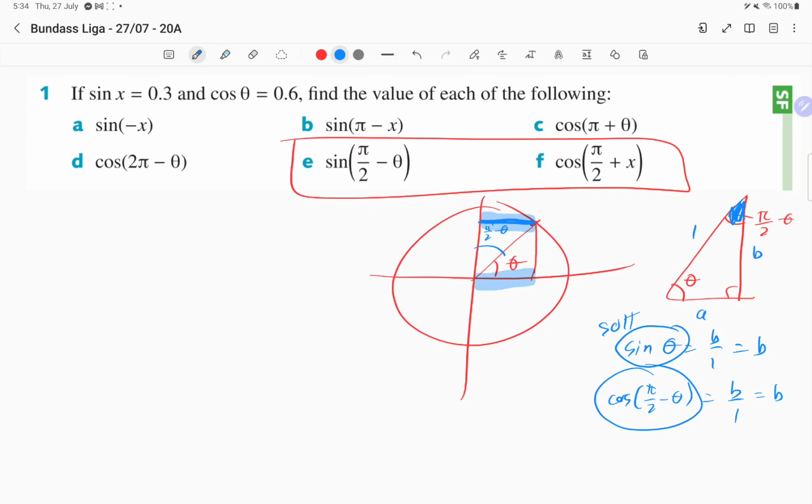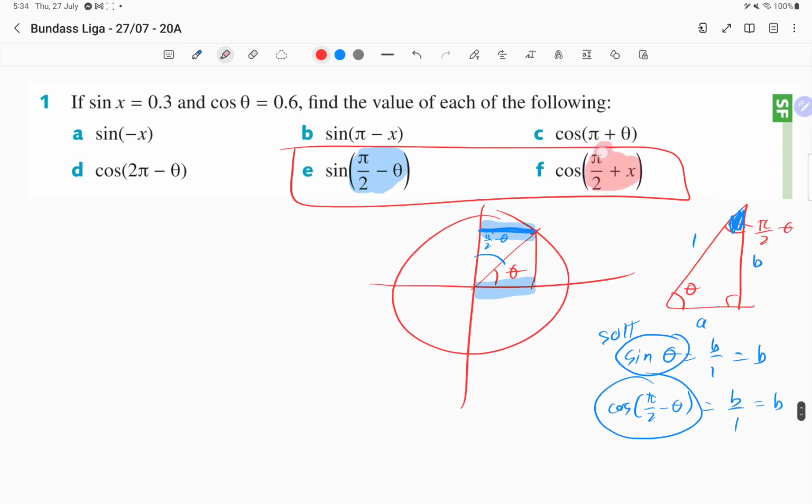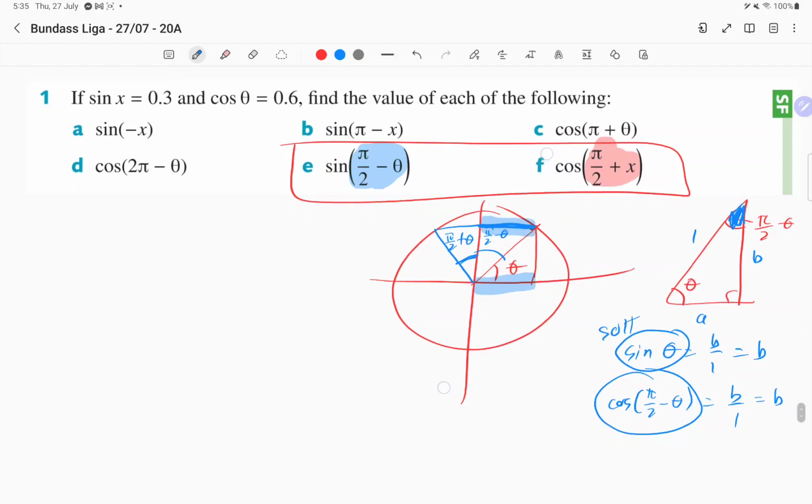So if you get a complementary angle, that would be the easiest way to work this one out. But how do we deal with pi over 2 plus x? How do we do cos of that? Would it be the same thing, but like a negative value? Yes, very good. Okay, so cos of pi over 2 plus x is going to be this one here: pi over 2 and then plus the angle theta. It will be that one there.